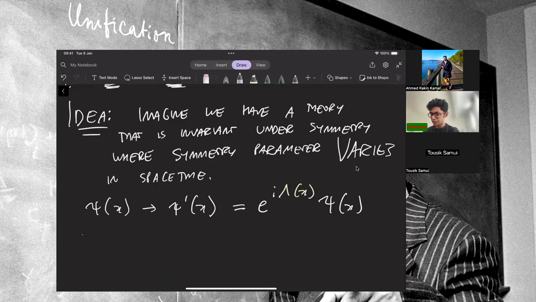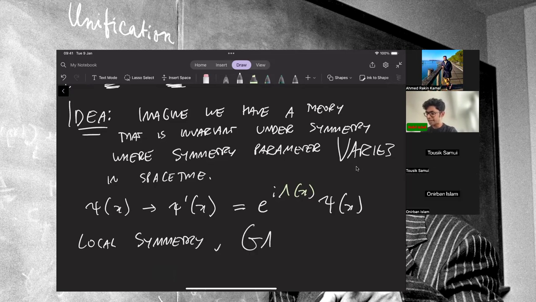This idea is called a local symmetry or a gauge symmetry. Okay. This is a gauge symmetry where the symmetry parameter varies in space-time. So you see why it's local, because it varies. Okay. This is the idea.